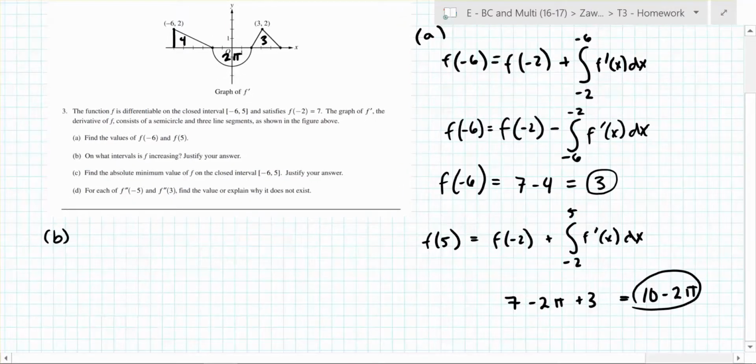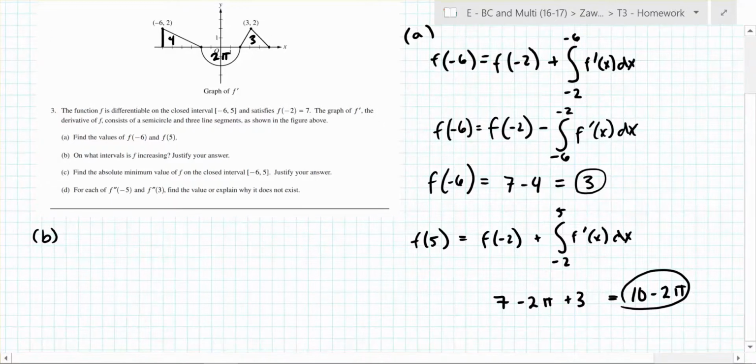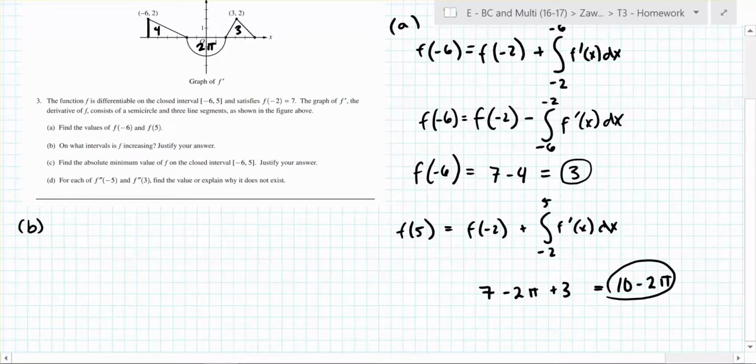So part B says, on what intervals is f increasing? Justify your answer. To find out when f is increasing, all we need to look at is when f prime of x is positive, because when f prime of x is positive, it means that f is going to be increasing. So we need to justify our answer, so we need to write that out.